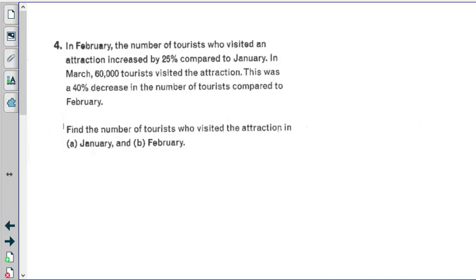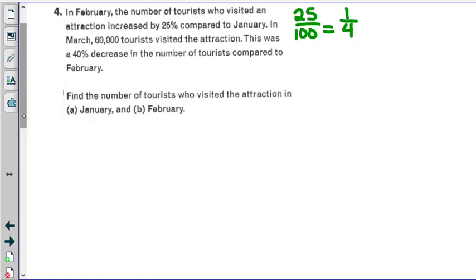And the last page here. In February, the number of tourists who visited an attraction increased by 25%. We saw that already. 25% is 25 hundredths, which is equivalent in lowest terms to 1/4. In March, 60,000 tourists visited the attraction. This was a 40% decrease in the number of tourists compared to February. Find the number of tourists who visited the attraction in January and February.